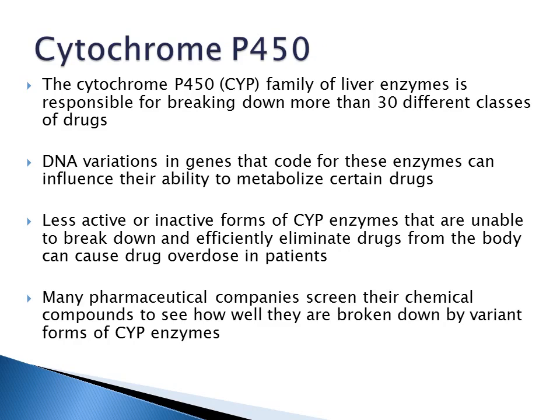So the cytochrome P450 family of liver enzymes is responsible for breaking down more than 30 different classes of drugs. DNA variations in genes that code for these enzymes can influence their ability to metabolize certain drugs. So less active or inactive forms of the CYP enzymes are unable to break down and efficiently eliminate drugs from the body, and this can cause overdose in patients.